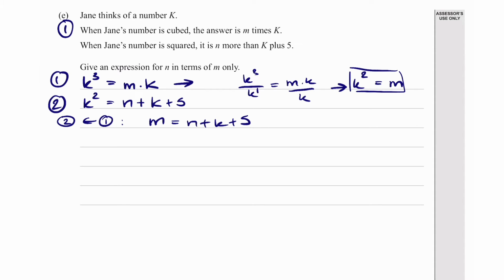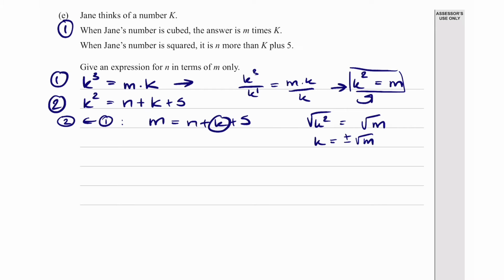Now, can we find a value for k using this equation here? Well, if we take the square root of both sides, we're going to get the root of k squared is equal to the root of m. Now, this can simplify further down to k is equal to plus or minus the root of m. The reason we have a plus or minus here is because if I take the negative of the square root of m and I square that, it doesn't matter that it's negative. The answer is still going to be positive. So that's why we have the plus and the minus sign there.